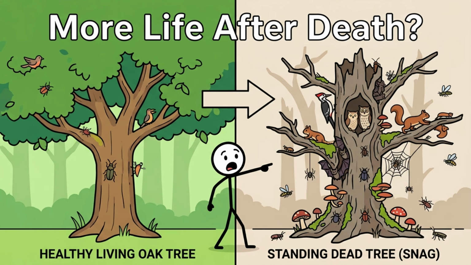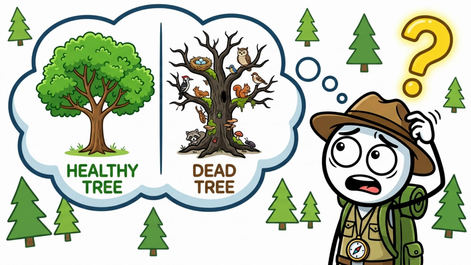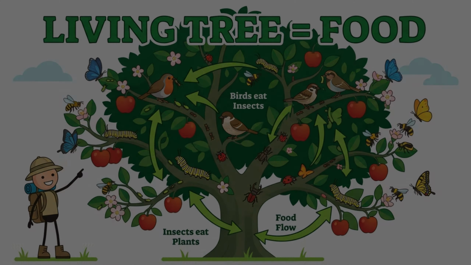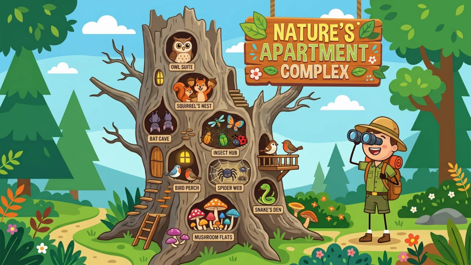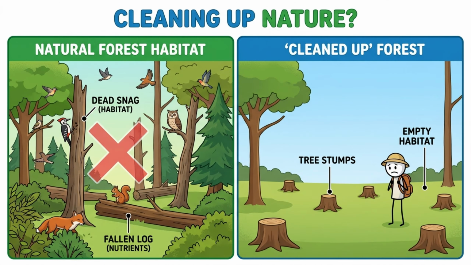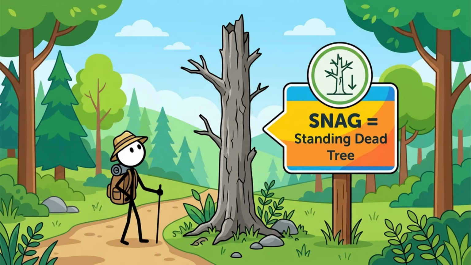A dead tree in a forest can support more life than it did when it was alive. Sounds impossible, right? A living tree feeds birds and bugs, but a dead one, it becomes an entire apartment complex for thousands of species. Today we're breaking down why forests actually need their dead trees and what happens when we clean them all away. Let's start with what scientists call a snag.